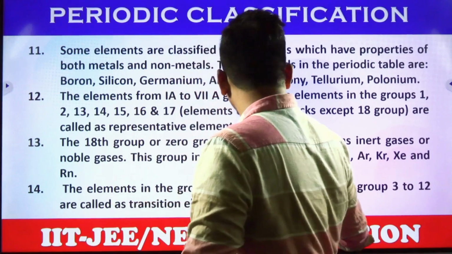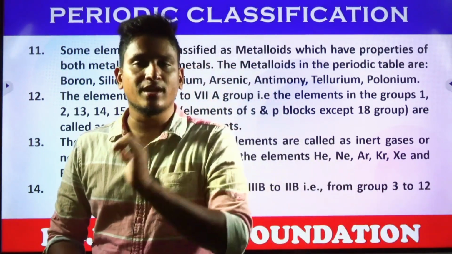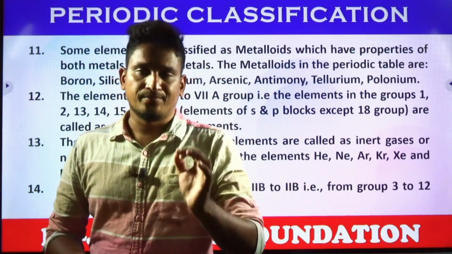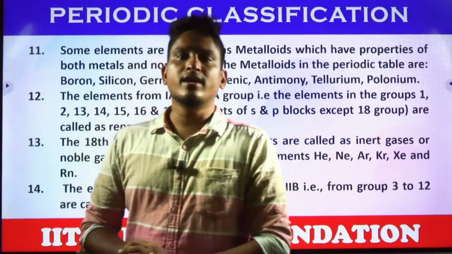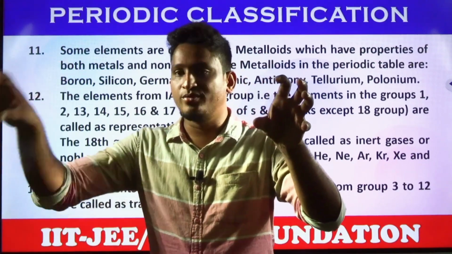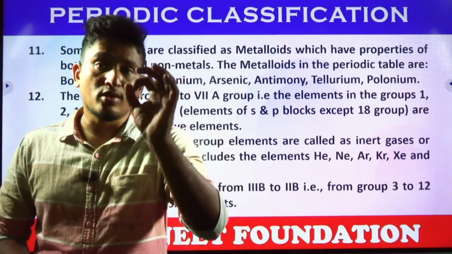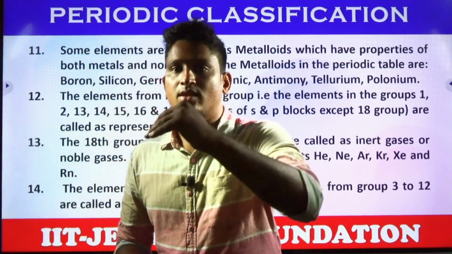The elements in groups 3b to 2b, that is from groups 3 to 12, are called D block elements. So where are these elements present, students? From group 3 to group 12. Which D block elements are starting here? Yes or no? They are called transition elements.